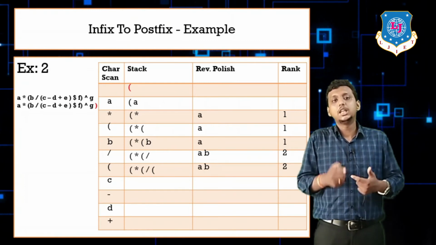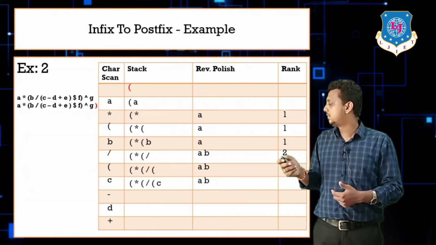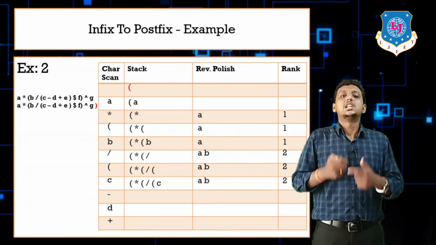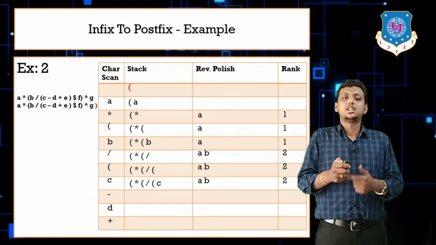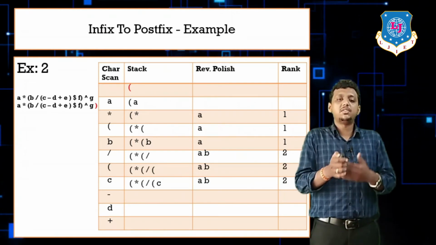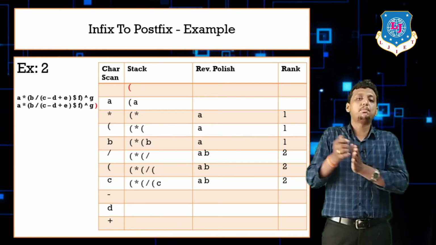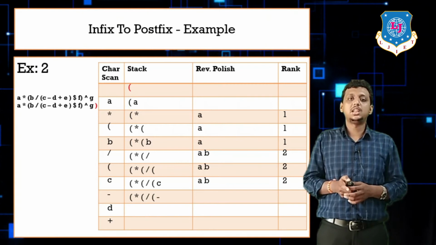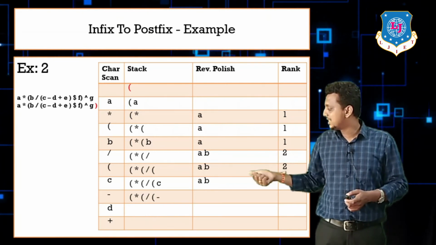Now, we have C, push inside the stack. Reverse polish rank remains as it is. Now, we have minus with us. So, minus will be popped inside the stack. C will be popped out. Minus will be pushed inside the stack. So, C is out. Minus is inside the stack.